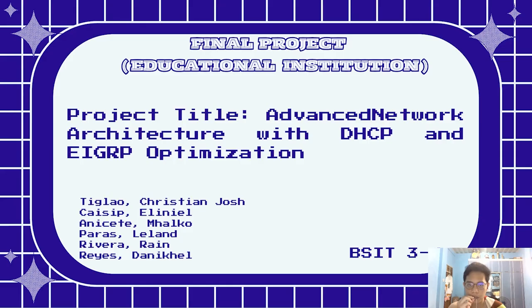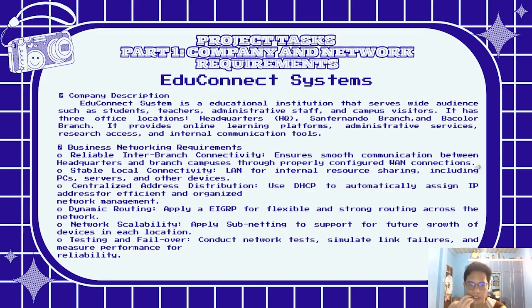Project title is Advanced Network Architecture with DHCP and EIGRP Optimization. For the project task, Part 1, Company and Network Requirements. Our company name is EduConnect Systems.